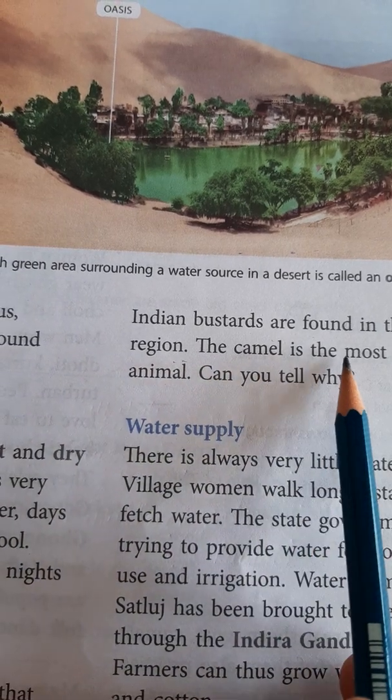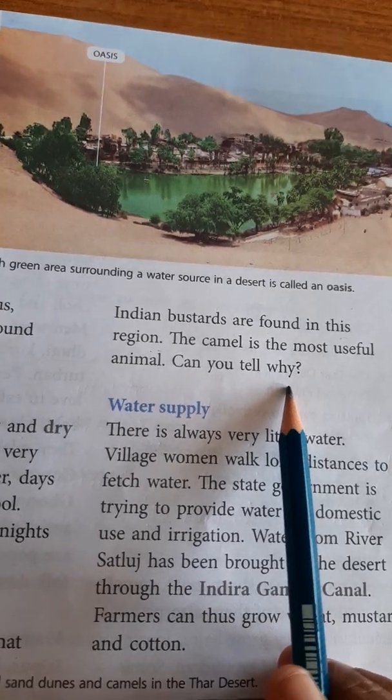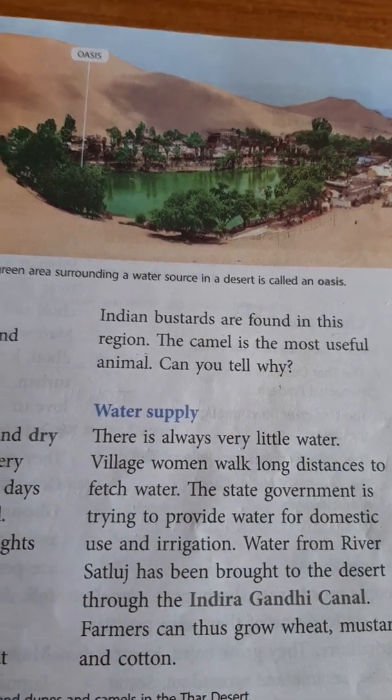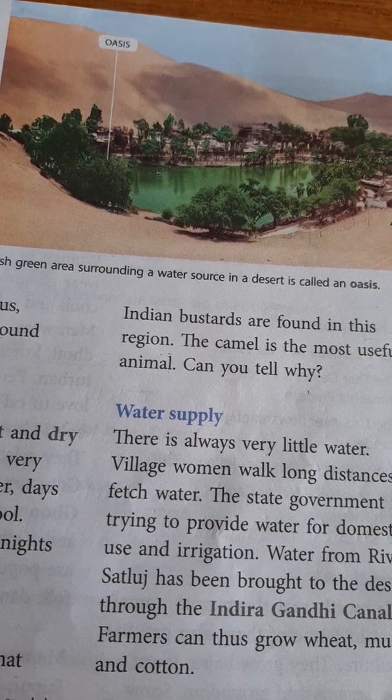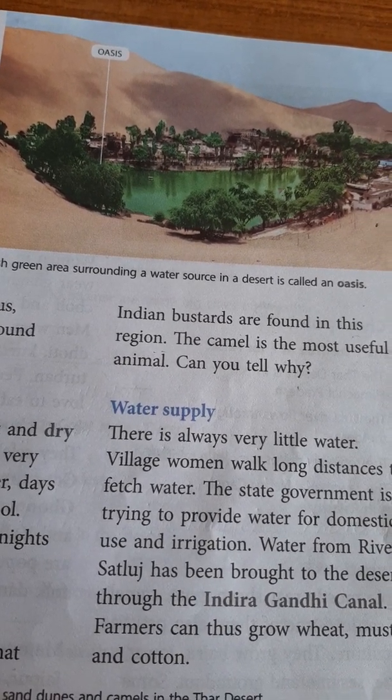Okay, the camel is the most useful animal. Can you tell why? Why is the camel the most useful animal in the desert area? Because only the camel can live without water for a long time.